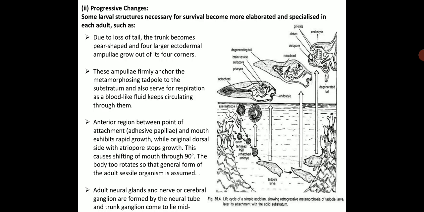So the neural gland and the cerebral ganglion are formed by the neural tube, and the trunk ganglion comes to lie mid-dorsally. See here in this picture, you can clearly see the life cycle with the retrogressive metamorphosis, where the ascidians show the retrogressive metamorphosis and the adults are found attached to the substratum.